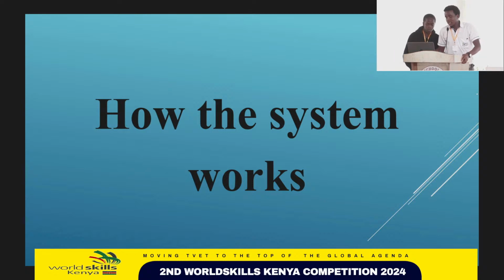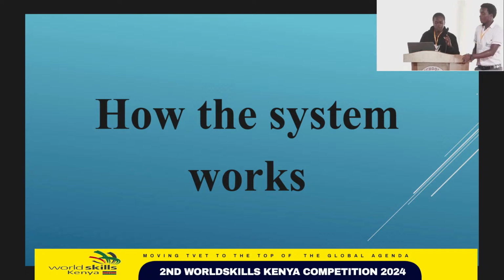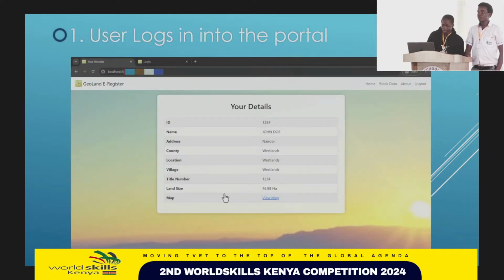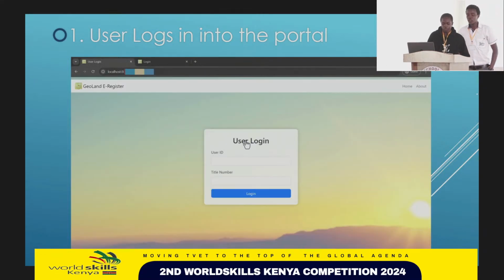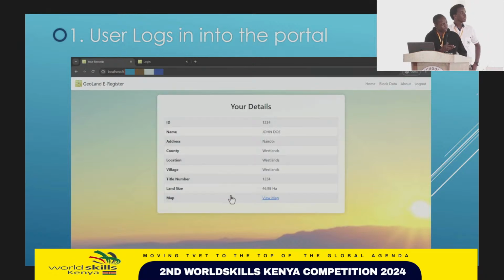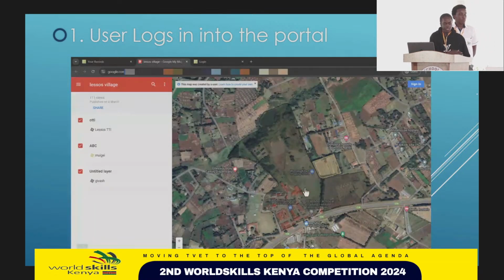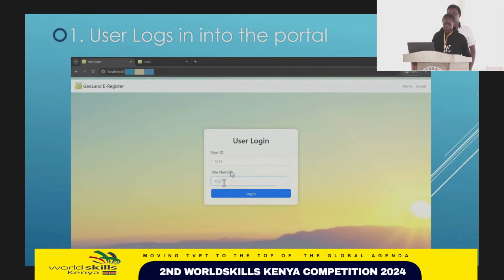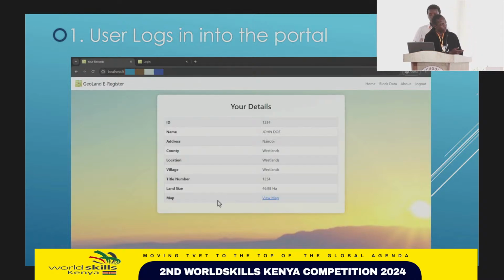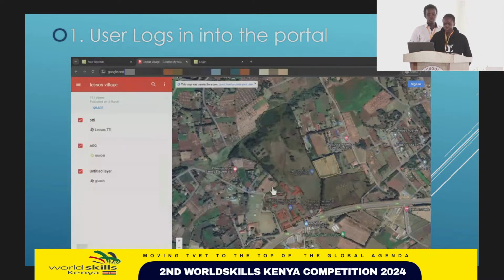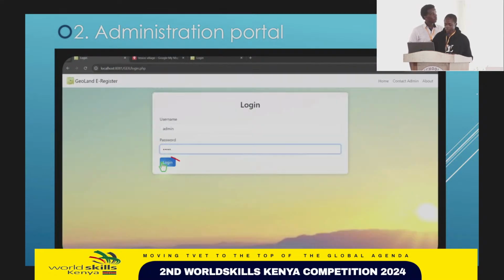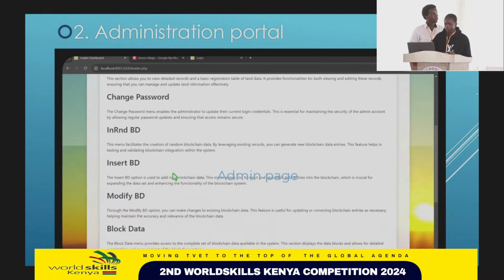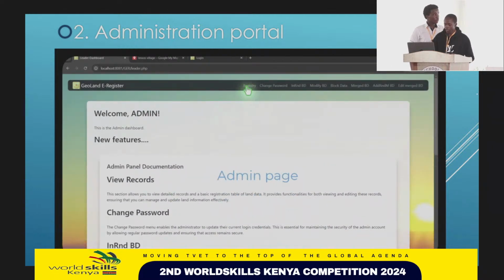How does the system work? The system is web-based. The user can log into the system and access his or her details, where he can view the map in real-time location by use of Google Maps. Then next is the administrator panel, where the administrator manages tasks. Then there is also the registration of land, where you can come and register your land.